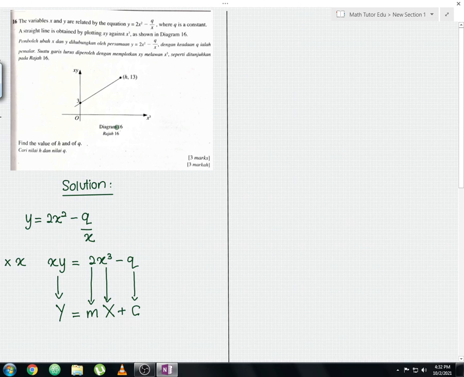So once you get that, we can now do the comparison of this equation with reference to this diagram. So how are we going to do that? We're going to start with the y-intercept. In this equation your y-intercept is negative q, and from the diagram here your y-intercept is 3. So we can straight away do the comparison between negative q and 3 over here. Okay, let me write down the working here. Comparison.